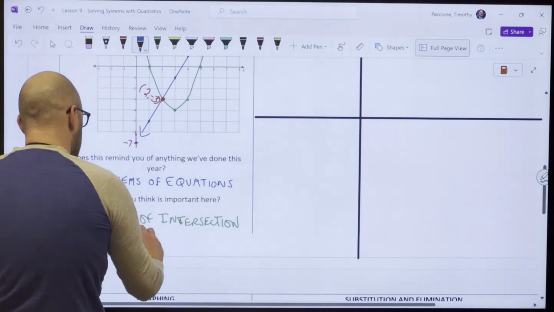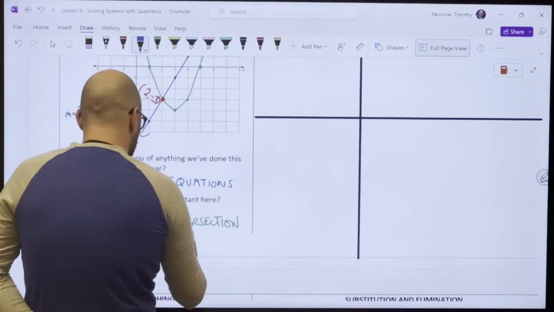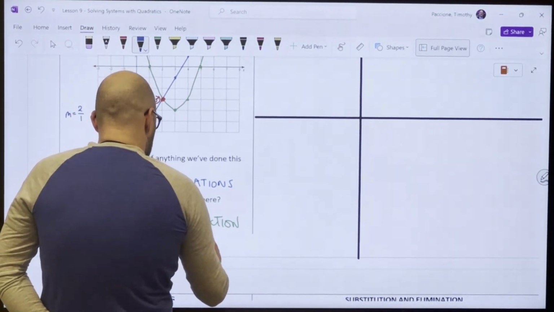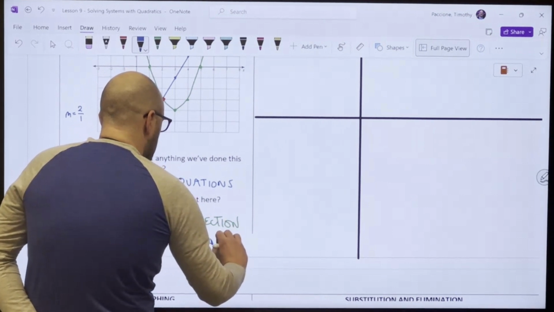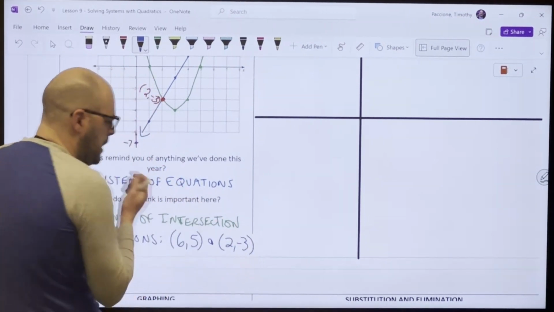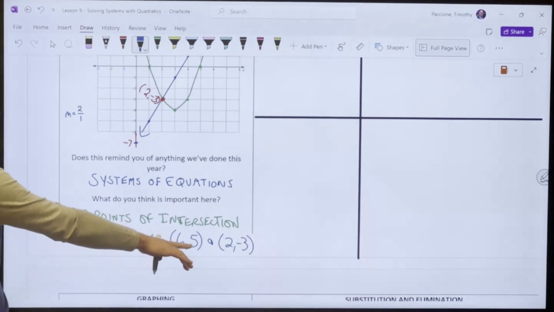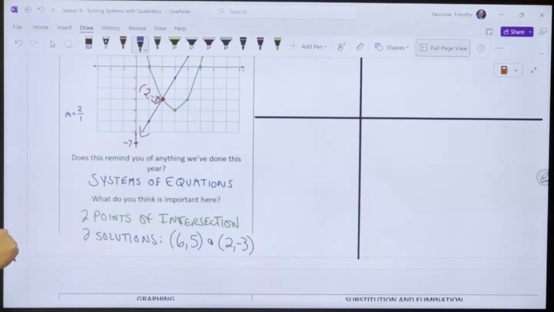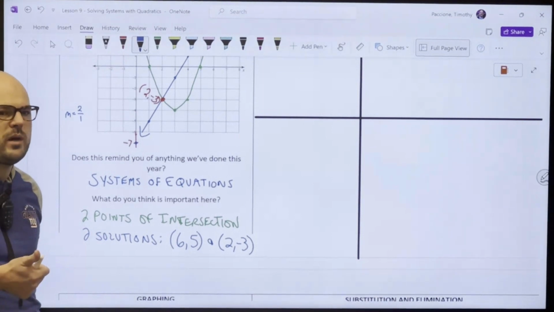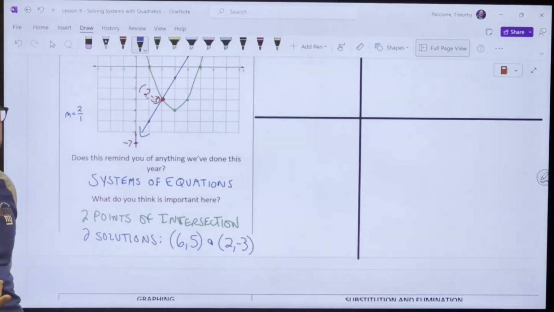And what were our two solutions in this case? 6, 5, and 2, negative 3, right? So system of equations, two solutions. It's the two things that would make both of these equations true. If you plugged in 5 for y and 6 for x, both of those equations would turn out to be a true statement. Now, finding them graphically, I won't say it's simple, but it's straightforward in that if you could graph them, you just find the points and then you're done.